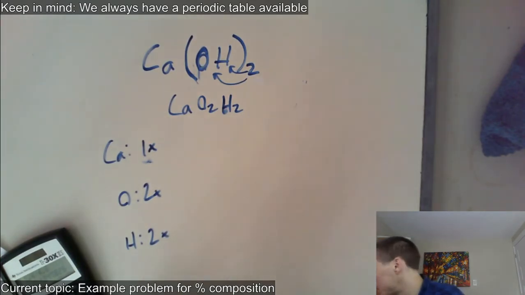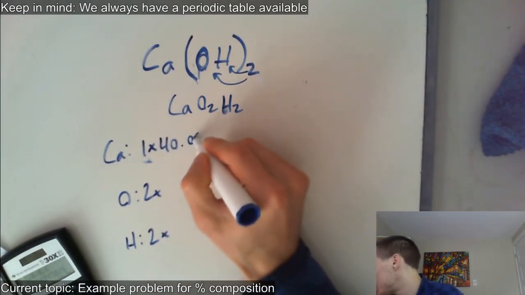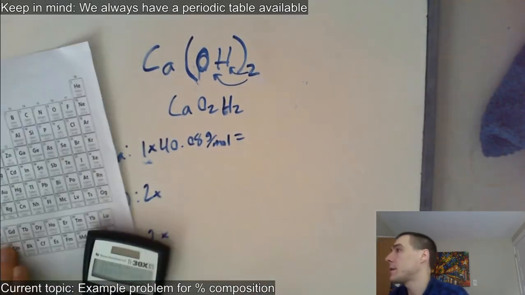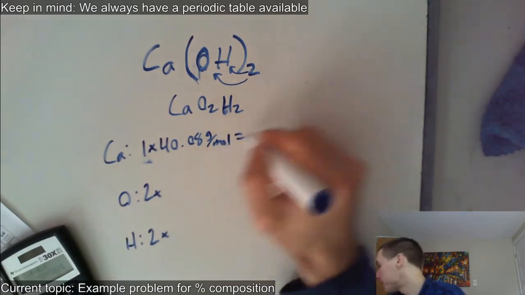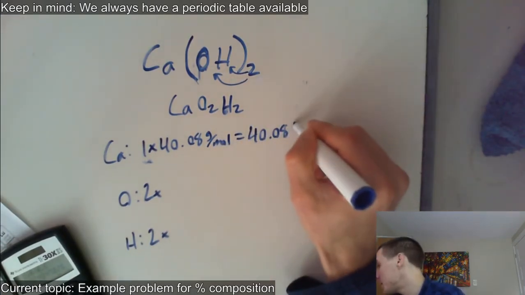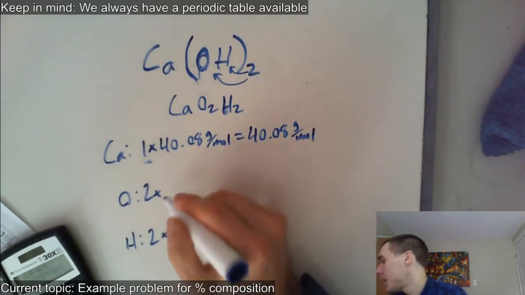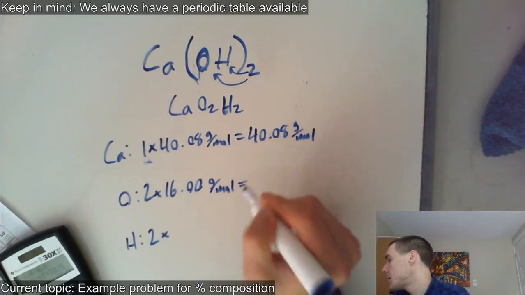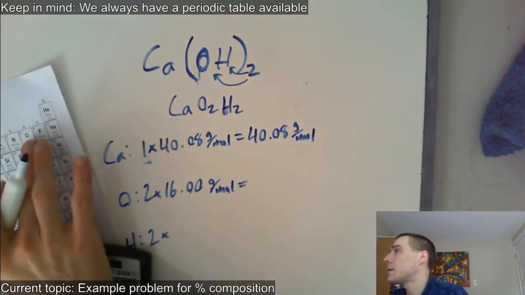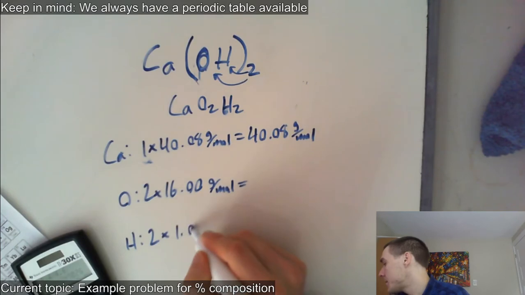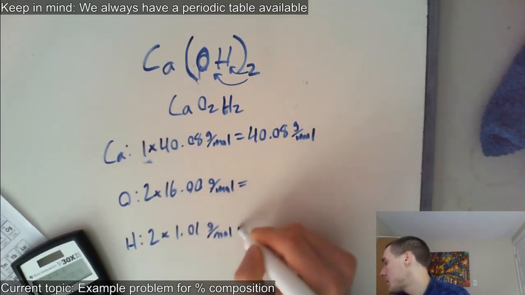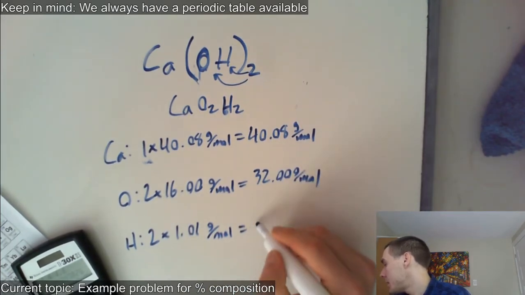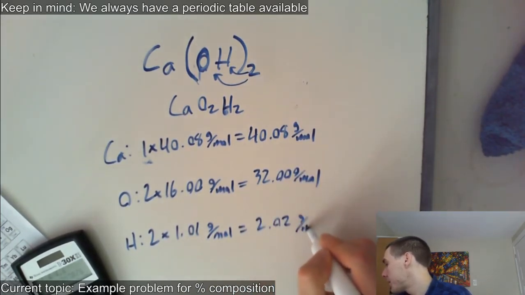So calcium is 40.08 grams per mole in my table. I'm just looking at my table to get these, right? So that's 40.08 grams per mole. The oxygen I know is 16.00 grams per mole, because that's in my table as well. And the hydrogen is 1.01 grams per mole. So that's 32.00 grams per mole for the oxygens, and that is 2.02 grams per mole for the hydrogens.